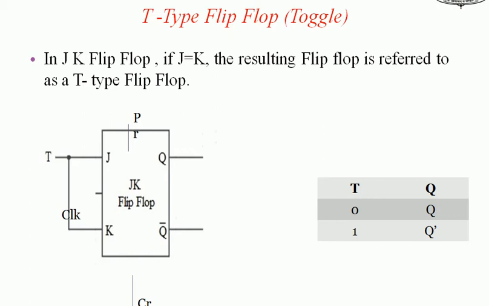Here only two combinations are possible for the T type, 0 and 1. When T equals 0, the output Q equals Q, the previous output. The next state of the flip-flop is equal to the previous state of the flip-flop. When T equals 1, the flip-flop is going to perform the toggling operation. If the previous output is 0, the next output would be 1. If the previous output is 1, the next output would be 0. So this is the toggling operation of the flip-flop.